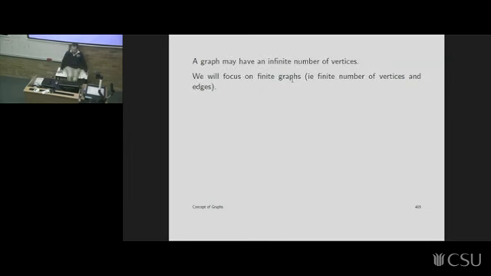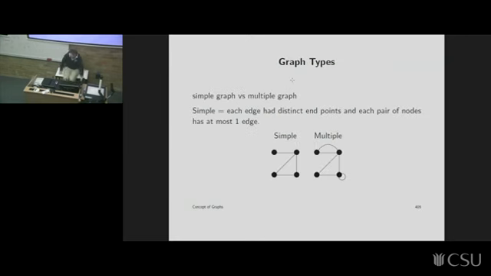So you can have graphs with an infinite number of vertices. That's a little bit hard to deal with, so we're just going to focus on finite ones, make it a bit easier on ourselves. That means a finite number of vertices and a finite number of edges too. So these are different types. The first is the difference between a simple graph and a multiple graph. You can see pictures down the bottom.